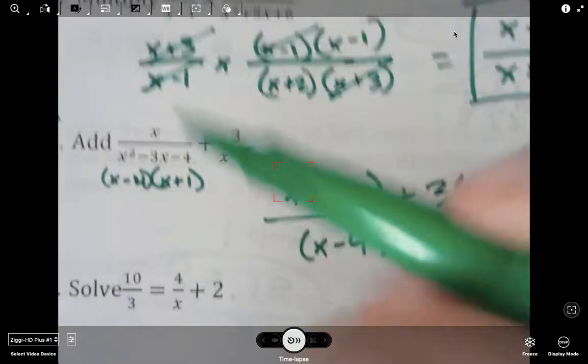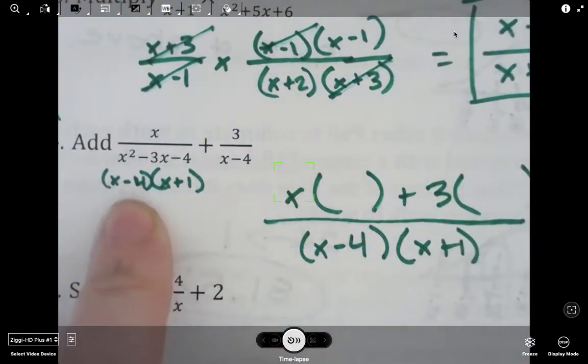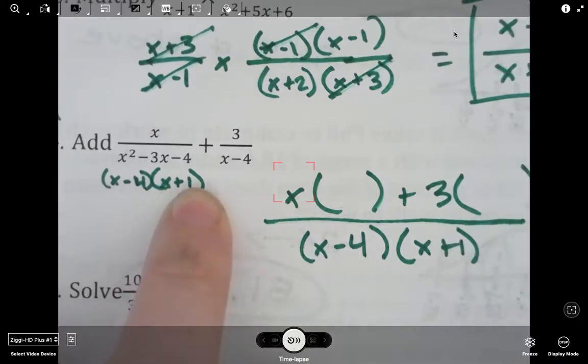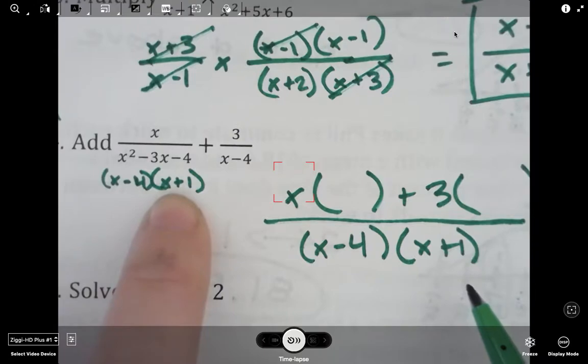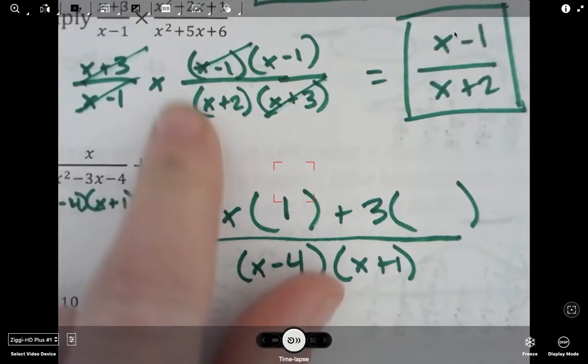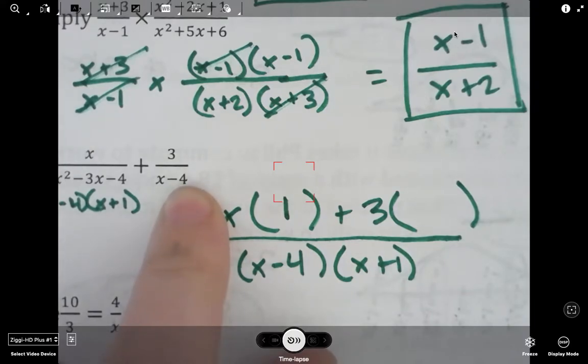Okay, so the x up here has in the bottom, to start with, x minus 4, x plus 1. We want to get to x minus 4, x plus 1. So what is he missing? Nothing, so we take it times 1, right? Okay, the 3 on the bottom has an x minus 4. I want to get to x minus 4, x plus 1. So what is he missing? X plus 1. Okay, and now what?